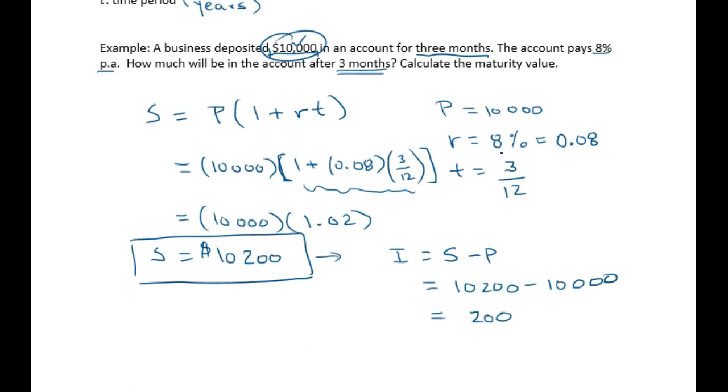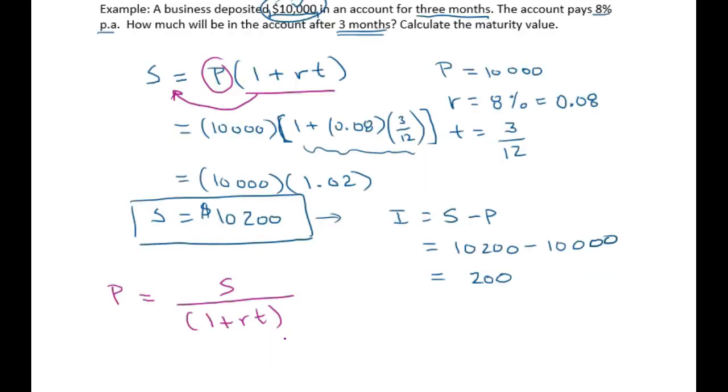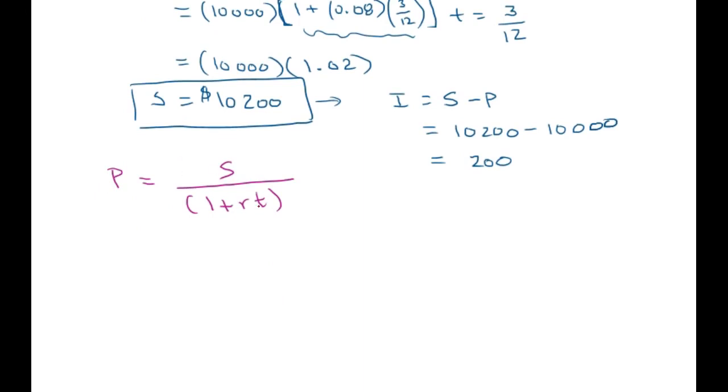You can also do this calculation if you know what your maturity value is and you want to solve for principal. There is an altered version of this formula that you can utilize. If you want to get P on its own, you can take this whole bracket and bring it to the other side as a divide. So principal would equal maturity value divided by 1 plus RT. Sometimes you're going to see this written in a different way, given a negative exponent. So P is equal to S multiplied by 1 plus RT to the negative 1. This negative 1 just means that it ends up being a division, or on the bottom of a fraction.